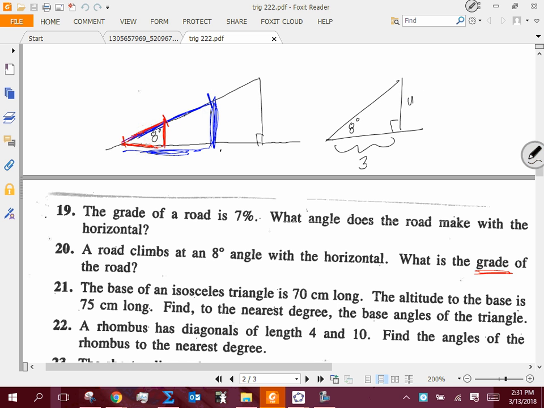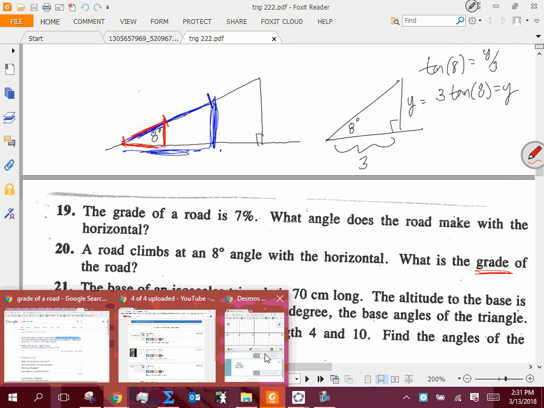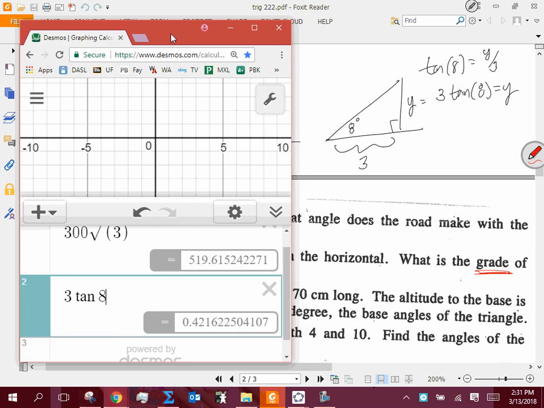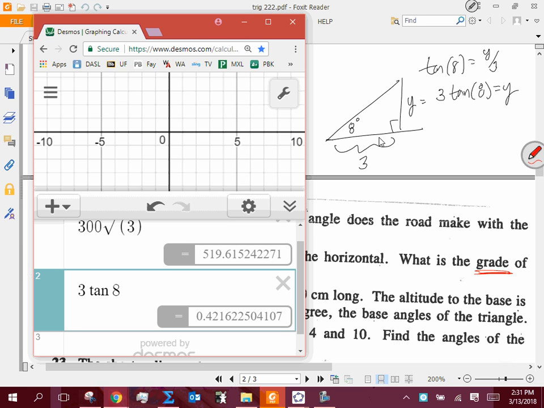So I'm going to call this y. Would you guys say that tangent of 8 is equal to y over 3? And then 3 tangent of 8 is equal to y? Does that make sense, everybody? And that will give me that vertical distance. So let's see what that is. 3 tangent of 8 gives me that number right there. So if this is 3 feet, 3 miles, 3 meters, whatever, this is 0.42 feet, 0.42 meters, 0.42 miles, whatever. Does that make sense?